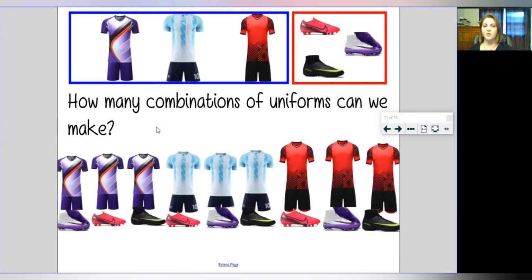Well, let's see. We had 3 uniforms times 3 different types of cleats. And how many does that equal? 3 plus 3 is 6, plus another 3 is 9. You're exactly right. We had 3 different types of uniforms and 3 different types of cleats. Now, that is an easy way to figure out how many different combinations we can make. But what is the best way to list those different types of combinations? That's what we're going to figure out now.